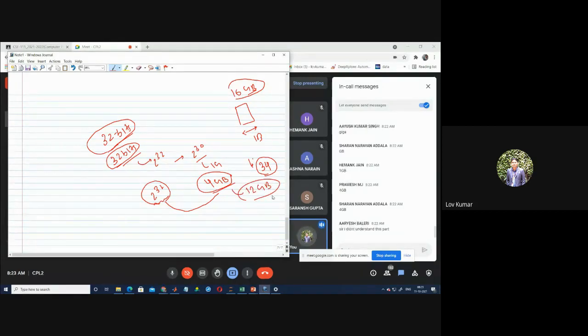So that's why nowadays whatever the operating system is coming, it is coming 64 bits. You can generate 2 to the power 64 different addresses.